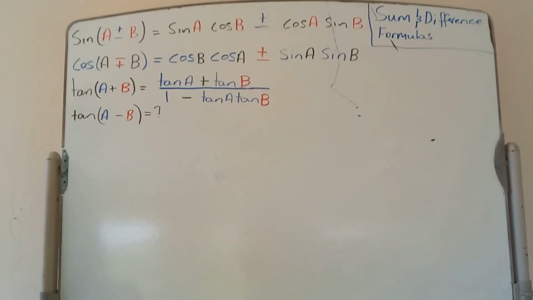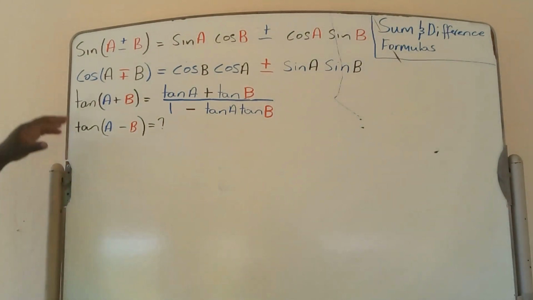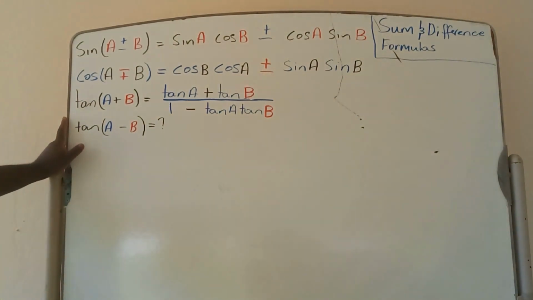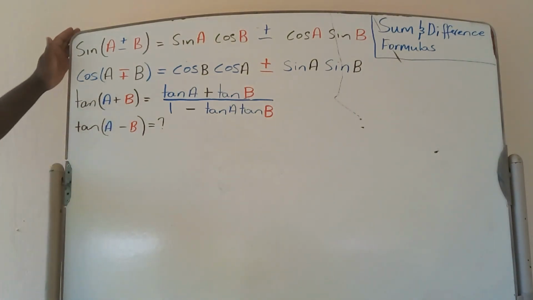Hello everyone, our focus for this video is the sum and difference formula, right? But what we're really going to zoom in on is the sum and difference formula for tangent of an angle. Now in my previous video you would have learned about the sum and difference formula for sine and cos. But here on the board I have them as just a reminder, right?